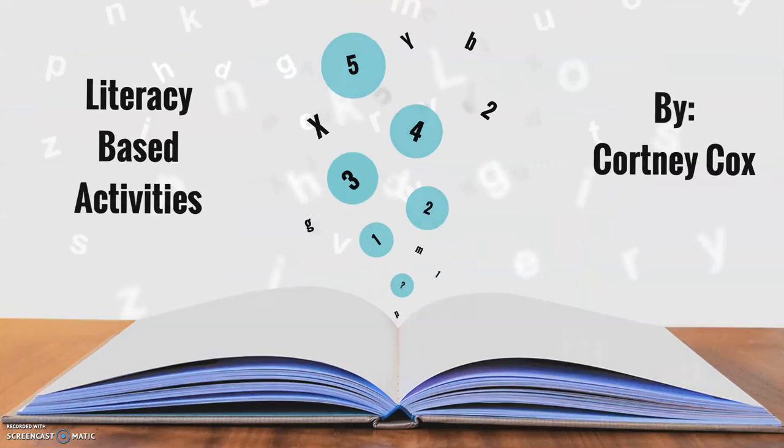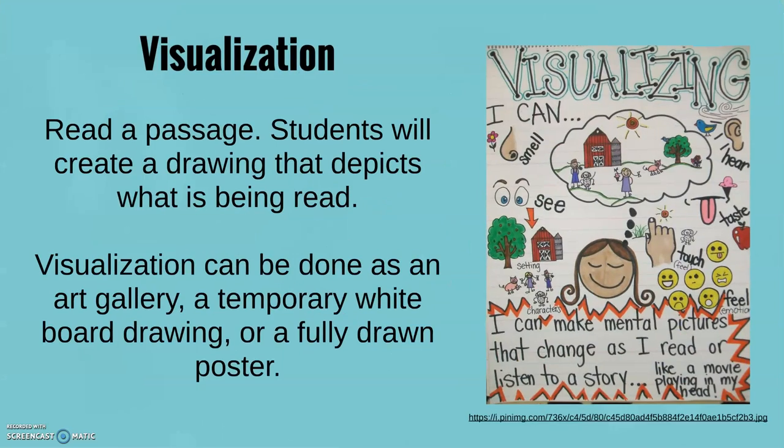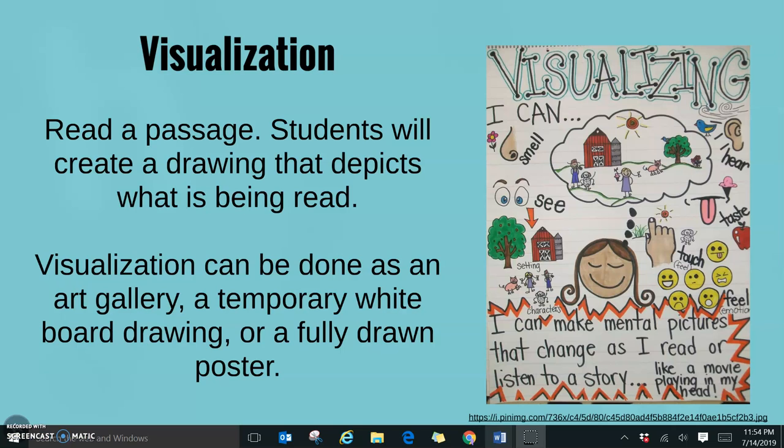The next activity we're going to learn about is visualization. This is something that you can even do as low as kindergarten or as high as a senior in high school. First, you're going to read a passage. Students will create a drawing that depicts what is being read. Visualization can be done as an art gallery, a temporary whiteboard drawing, or a fully drawn poster. Most of the time, you are going to use the 5 senses to help, especially with those younger grades, to help them figure out what they are thinking as they are reading.